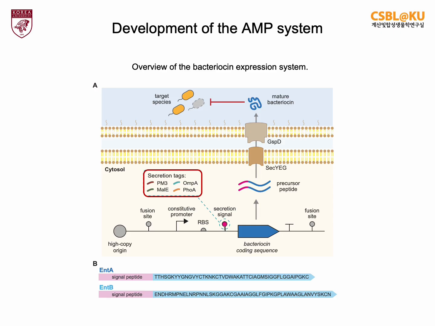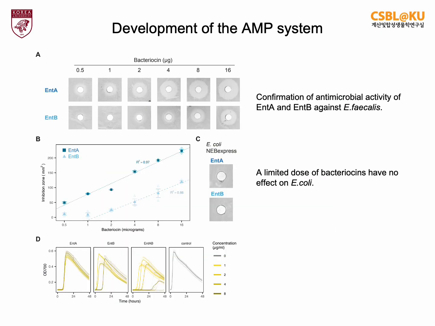Enterocin A and enterocin B were chosen as candidate bacteriocins to show the efficacy of their AMP system. The antimicrobial activity of these bacteriocins against Enterococcus faecalis was confirmed via chemically synthesized peptides. They also confirmed that Ent A and Ent B did not show antimicrobial activity against E. coli cells under a limited dose. Growth curves of Enterococcus faecalis cultures grown in the presence of Ent A, Ent B, or a mixture of both show that Ent AB was able to delay the onset of Enterococcus faecalis growth at higher concentration.